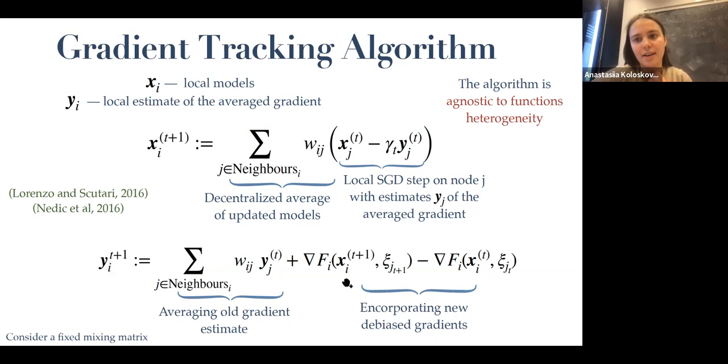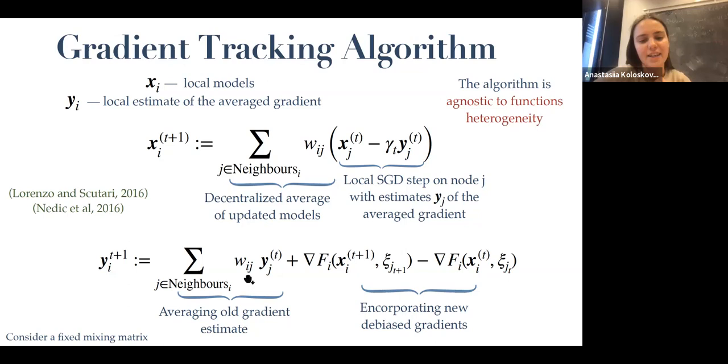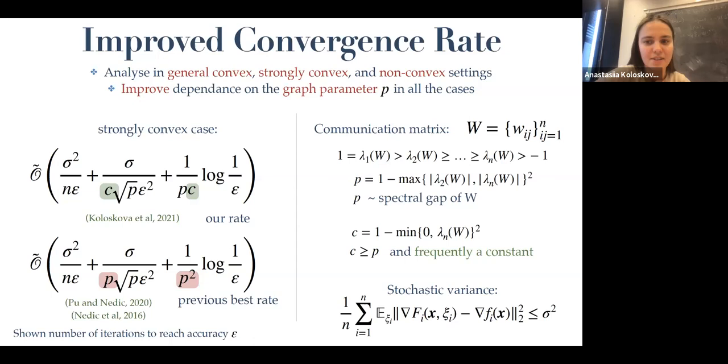Could you please comment if there is a direct comparison, how the rate compares, which one is better actually? I don't know this rate of Scaffold by heart. From what I remember, I think the rate of gradient tracking should be worse than the rate of Scaffold, just in terms of its dependence on stochasticity. But I don't remember exactly. I think it's a great question.